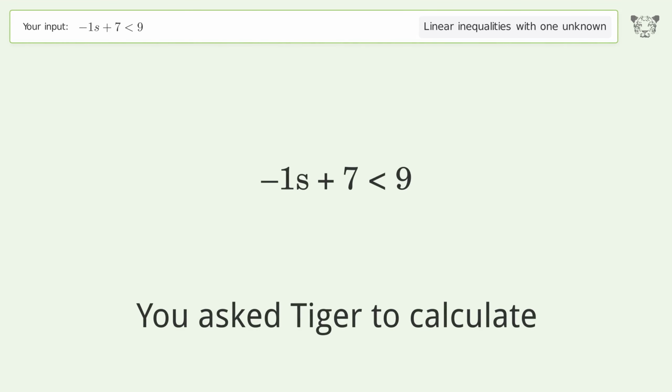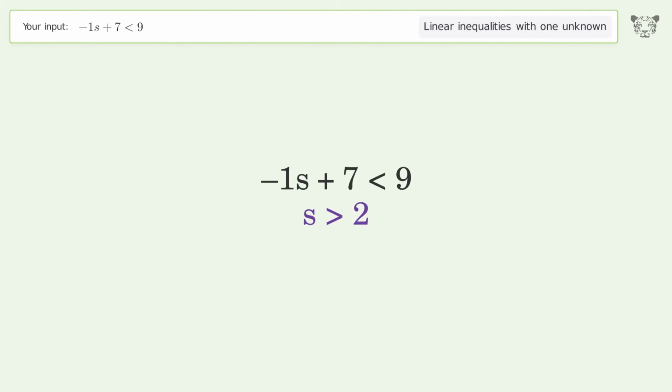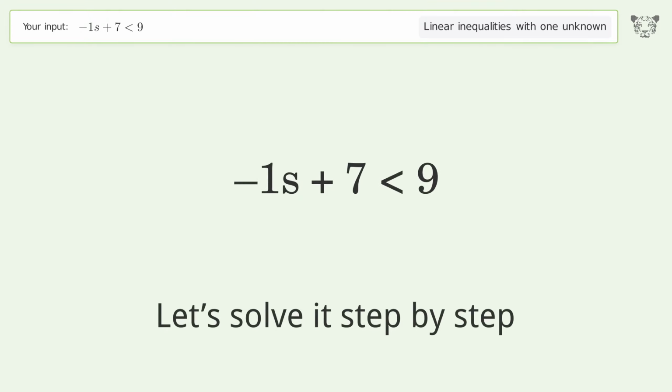You ask Tiger to calculate. This deals with linear inequalities with one unknown. The final result is s greater than -2. Let's solve it step by step.